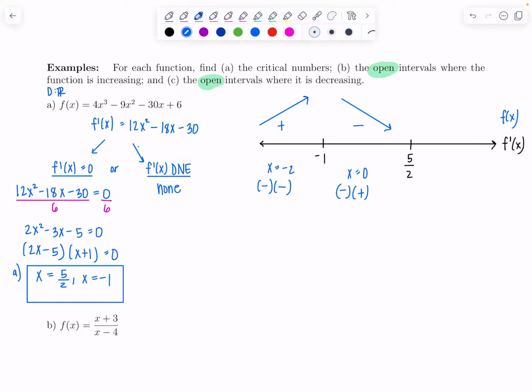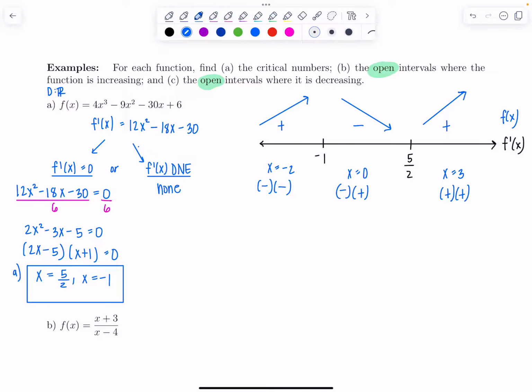Very good. Well done. Last interval from 5/2 to infinity. Remember, 5/2 is 2.5. Something bigger than that, we could do x equals 3. And then now let's test. So 2 times 3, that's 6 minus 5. This is positive, this is positive. So the function's increasing there. Positive, positive, derivative's positive, f is increasing.